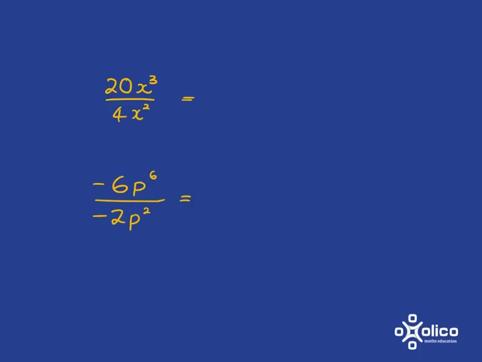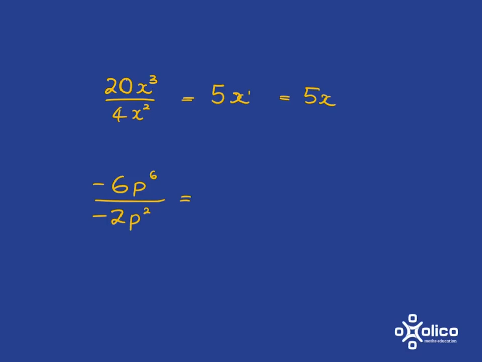Now if we combine letters and numbers, the division is still easy. All we need to do is look at each of them separately. So if you have a look here, you've got a 20 at the top and a 4 at the bottom. Those are the numbers. So let's divide. 20 divided by 4, nice and easy, is 5. Now let's look at our exponents here. We've got x cubed over x squared. So we're going to have x to the 3 minus 2, which is x to the 1, which of course is just written as x.